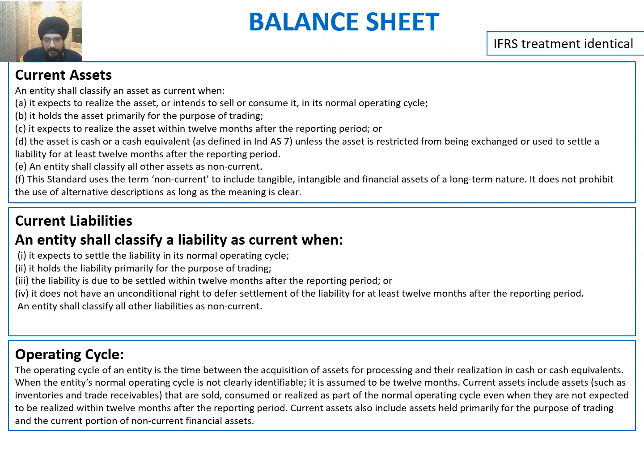So, quick definition of current assets. An entity shall classify an asset as current when it expects to realize the asset, or intends to sell or consume it, in the normal operating cycle. The operating cycle is the normal operating business. It expects to hold it primarily for the purpose of trading. Typically, any asset acquired as a part of the normal operating cycle is classified as current, and if it is non-current, it has to be mentioned specifically.